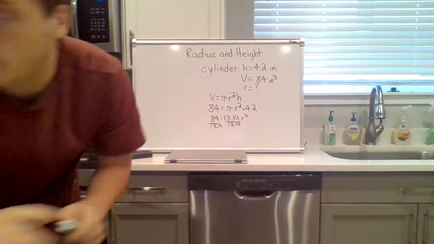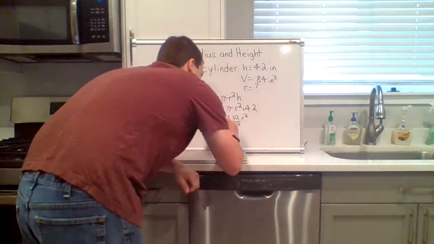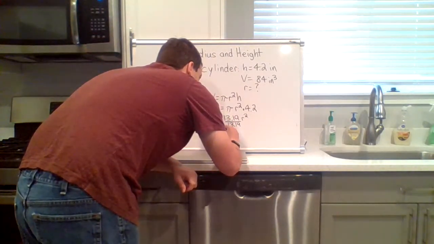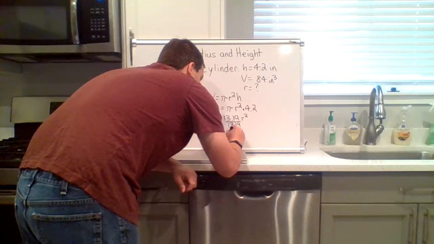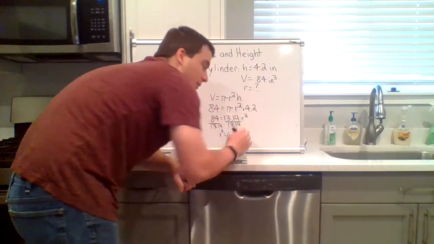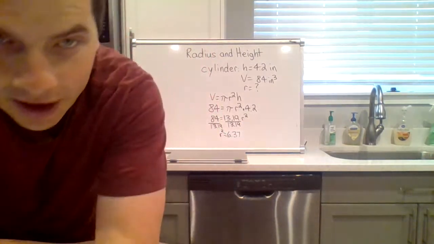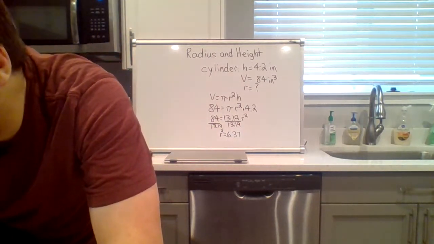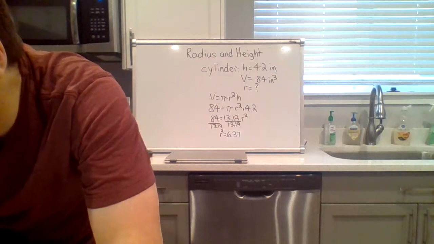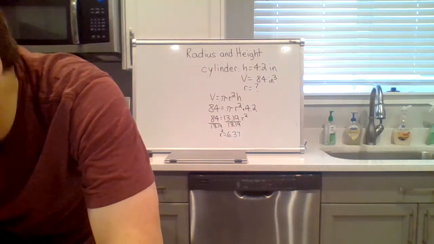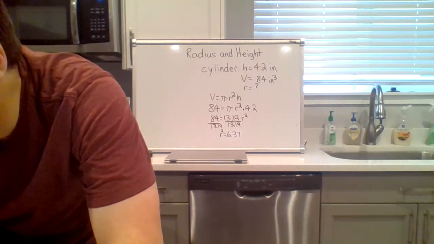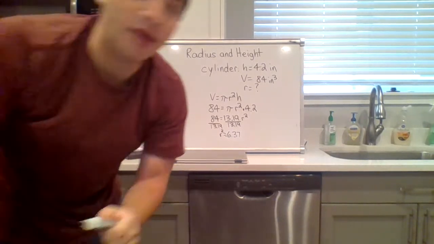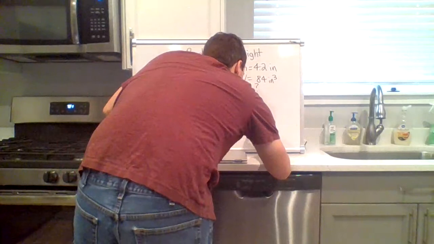R squared is about 6.37. And now you know why I made you do square root and cube root practice. At this point, you have to take the square root of that number, because it is solved for r squared. And it turns out r is approximately 2.52.